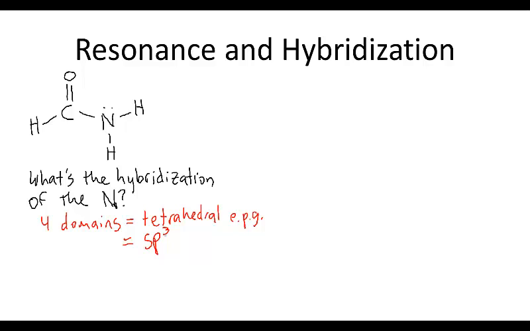Turns out that's wrong. That's not the observed geometry. So let's go back. Where does that geometry come from? When we have something with 4 domains, we say it's tetrahedral. Why? Why is something with 4 domains tetrahedral?